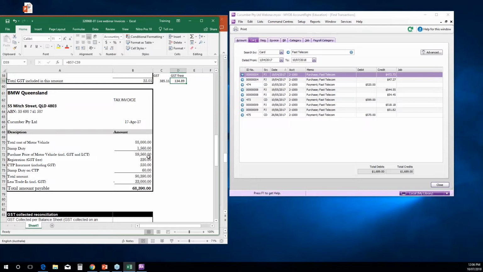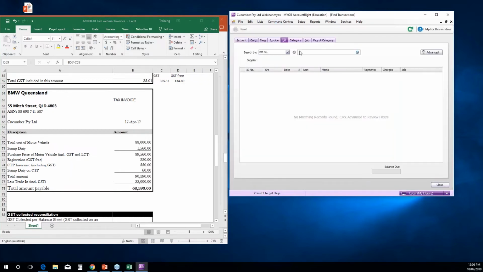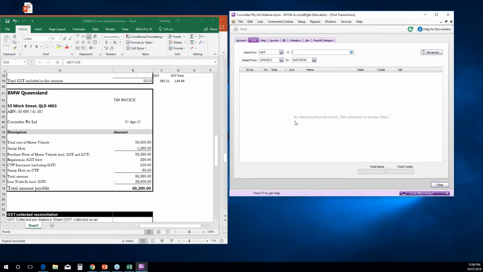Lastly, we have the BMW Queensland invoice. So let's go and have a look. I'm going to find the transactions and card, look for BMW. Not coming. Why is that? When you buy a car, you are not going to use the purchases journal. The car dealers are not really your accounts payable. They are more like a finance guy. So most of the car transactions will be recorded in a general journal entry, creating the loan payable, right?